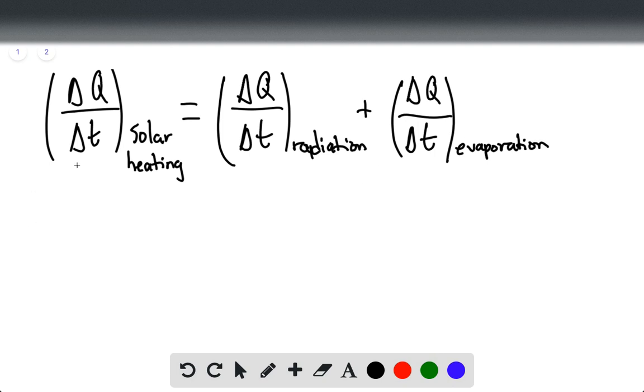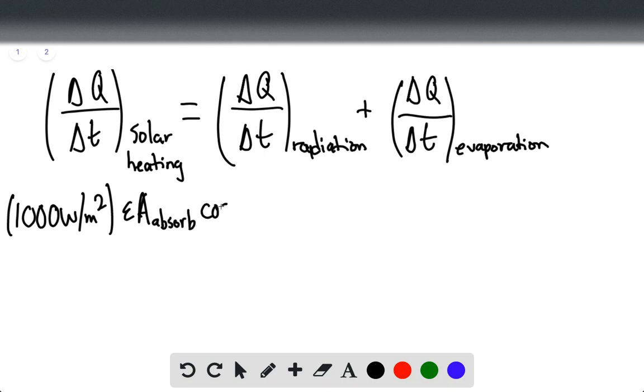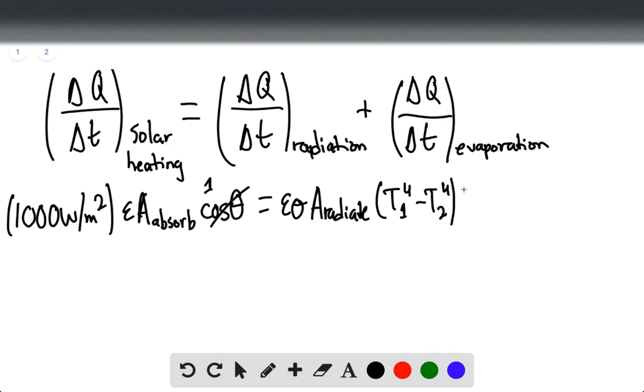Now we can say that for solar heating, the formula becomes 1,000 watts per meter squared, times epsilon, the emissivity, times A absorb, times cosine of theta. This is going to simply equal 1. And this will equal epsilon sigma A radiate, T sub 1 to the 4th minus T sub 2 to the 4th. And then it'll be plus the mass of water times the latent heat of vaporization times delta T.